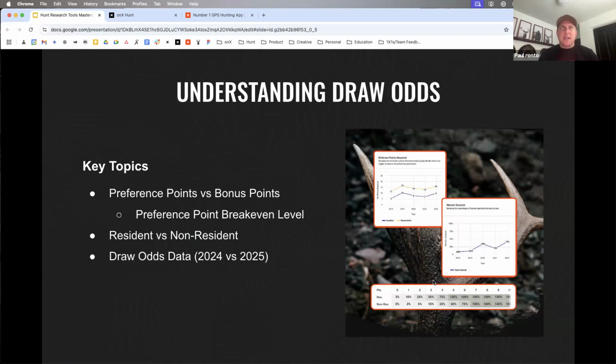They do on some species like sheep and goat, but all the rest of the species, you can't find the quota anywhere until after the draw has happened. And so the best thing we can do is look at last year and the last 5 years and really look at those trend lines.